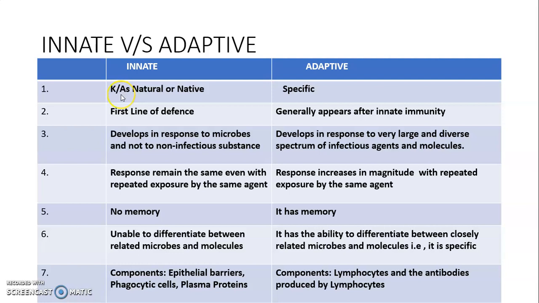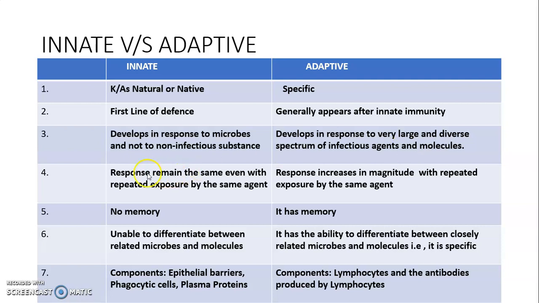Innate immunity, also known as natural or native immunity, while adaptive immunity is specific type of immunity. Innate immunity is the first line of defense, while adaptive immunity appears after innate immunity. It develops in response to microbes and not to non-infectious substances, while the adaptive immunity develops in response to a very large and diverse spectrum of infectious agents and molecules.